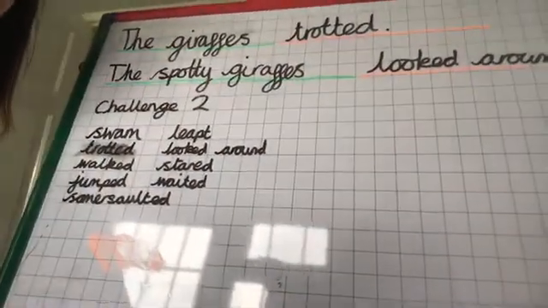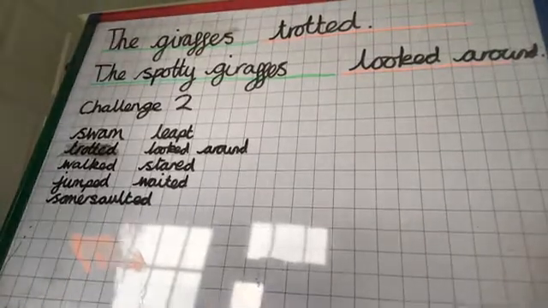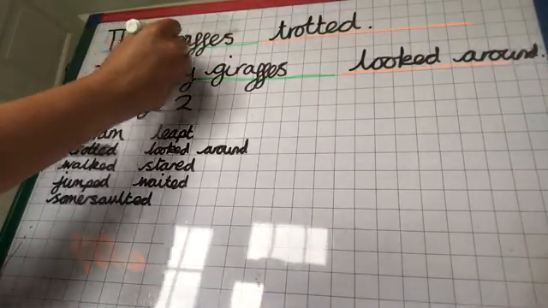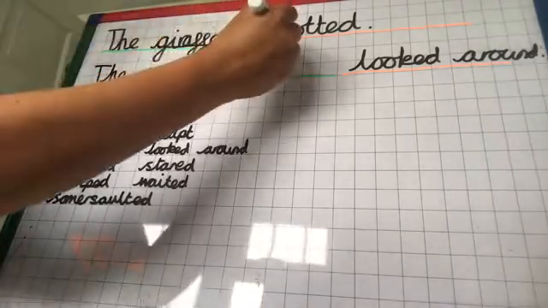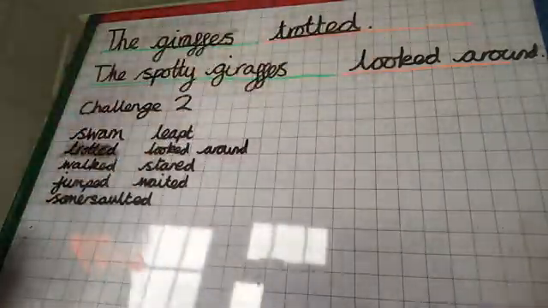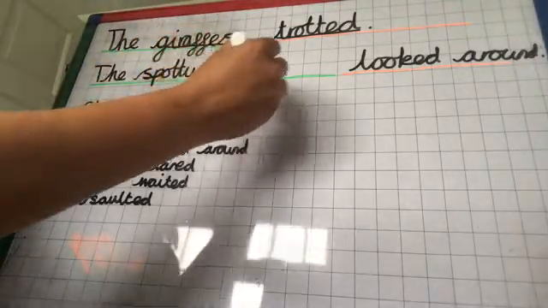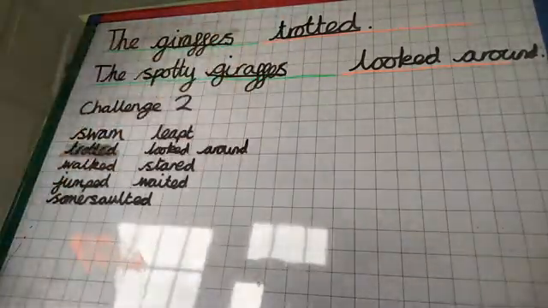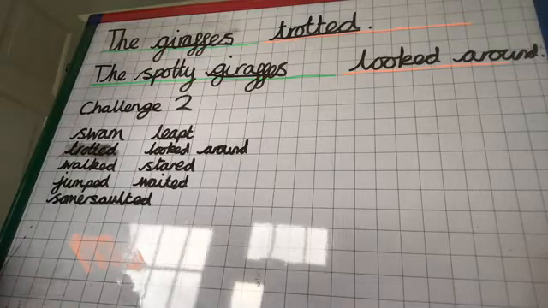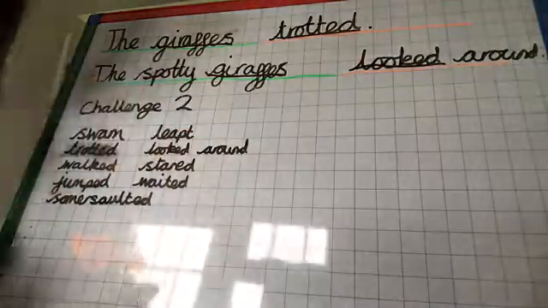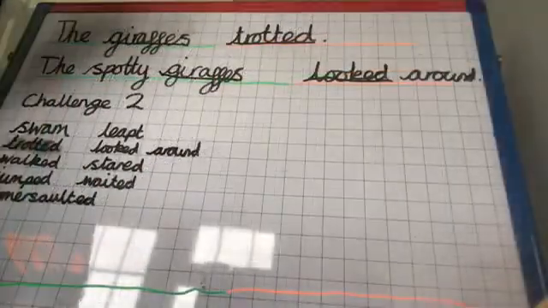Okay? There we go. Now, one thing I've forgotten to do is underline the noun and the verb. So here, we've got giraffes, and here, we've got they trotted. That's my verb, my doing word. The spotty giraffes. Now here, we are going to just underline giraffes because we don't need to underline the adjective. Okay? And what did they do? They looked. Okay. Okay, the final one, subject.